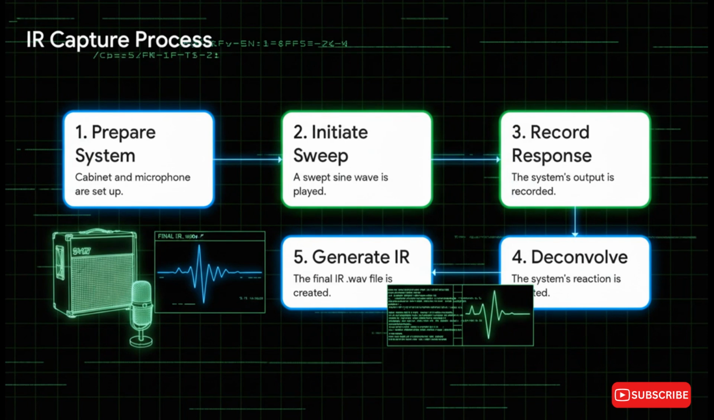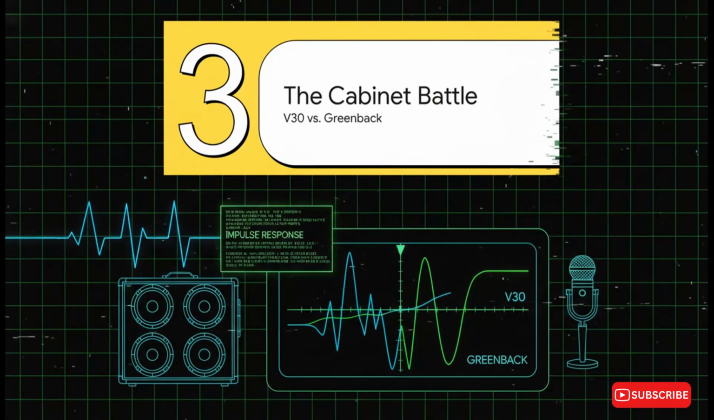You start with the physical system, the cab and the mic. Then a swept sine wave, which is a tone that moves from the lowest to the highest frequencies, is played through the speaker. You record the output of that. Then, a process called deconvolution is performed on that recording, which isolates the system's unique reaction and generates the final IR data file. Initiating phase 3, the cabinet battle.